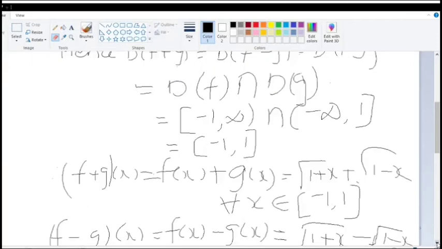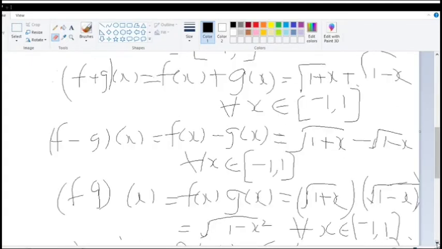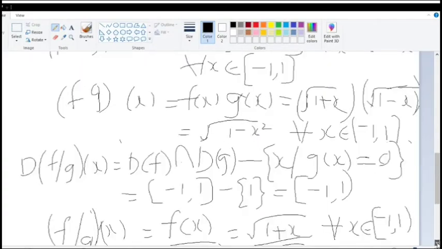Therefore, f plus g of x is equal to f of x plus g of x, which is equal to square root of 1 plus x plus square root of 1 minus x for all x an element of [minus 1, 1], and f minus g of x equals f of x minus g of x, which is equal to square root of 1 plus x minus square root of 1 minus x for all x an element of [minus 1, 1], and fg of x equals f of x into g of x, equal to square root of 1 plus x into square root of 1 minus x, which is equal to square root of 1 minus x square for all x an element of the closed interval [minus 1, 1].